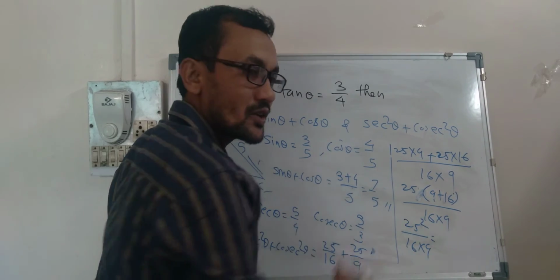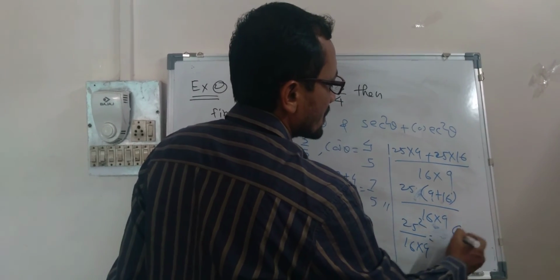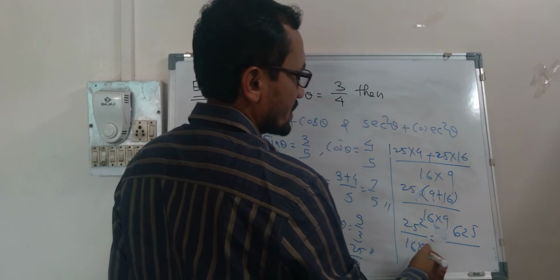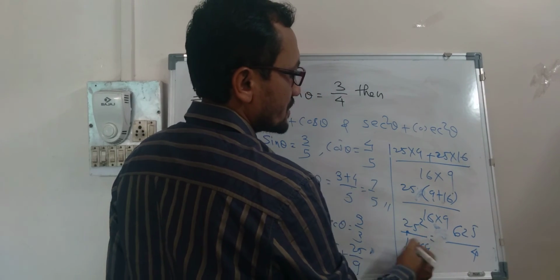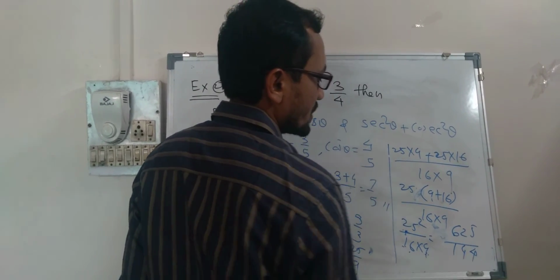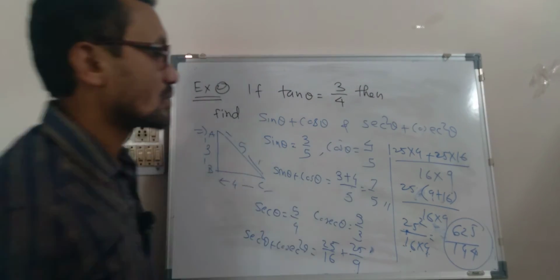What is the square of 25? It is 2 to 5. Sorry, it is 6 to 5. 6 to 5 divided by 16 into 9. Okay. 9 6 is 54, carry 5. 9 1 is 9 plus 5, 14. So it is 144. So this is your sec square theta plus cosec square theta.